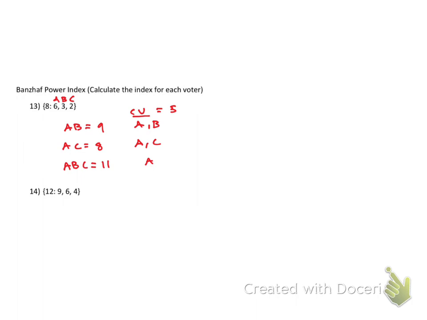So for the Banzhaf power index, for A, there's 3 A's. So that would be 3 divided by 5, which would be 0.6. B, that would be 1 over 5, which would be 0.2. C, that would be 1 over 5, should be 0.2.